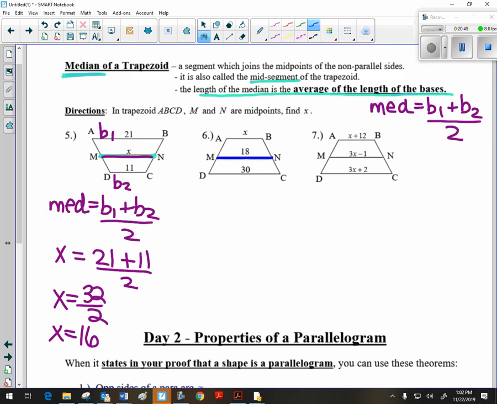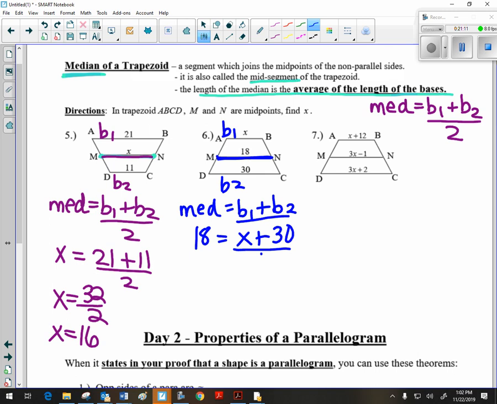Sometimes question 6 can be a little bit confusing. Please remember that your median is 18 in this case. Base 1 is x, base 2 is 30. So when I plug into this same formula, I'm not going to plug in the same way I did on the last question. The median in this case is 18. Base 1 we don't know. Base 2 is 30. And the formula says, whoopsie, that you add them and divide by 2. So I add them and divide by 2.